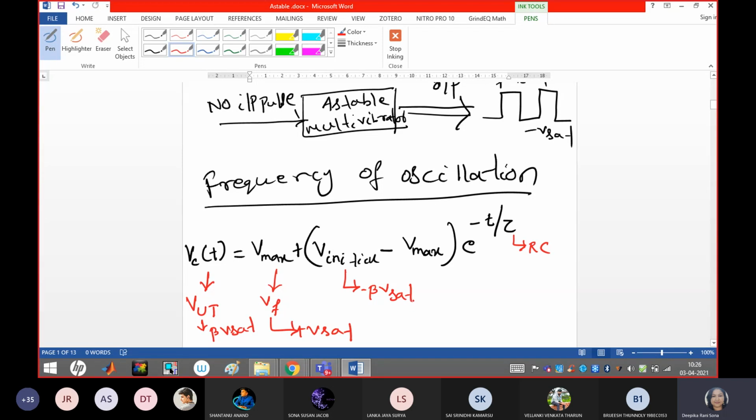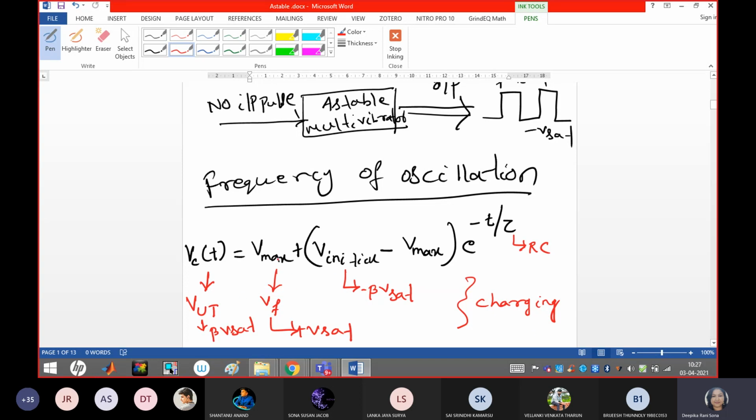Okay, so these are the representation of your V max, V initial and Vc of t for the charging condition. Just make a note of it: this is for charging. We have considered the charging time. If the voltage across the capacitor is VUT, that's why we have considered the initial voltage as minus beta V sat, or LT voltage. This is nothing but the LT voltage. This is for the charging.